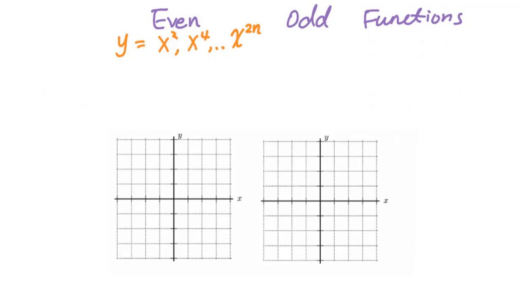For odd functions, think about the power functions with odd exponents. So we have y equals x, or x to the third power. We can write down x to the 2n minus 1th power.